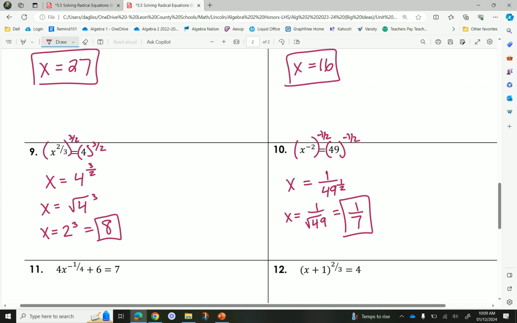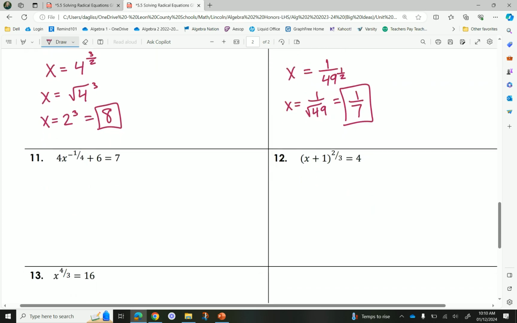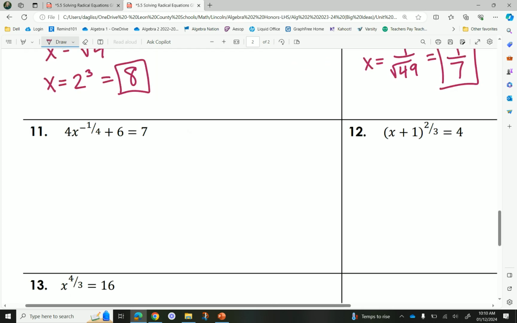Numbers 11 and 12 have some adding and subtracting and multiplying going on. What's the biggest difference you see, though, between 11 and number 12? One has parentheses, one does not. Okay? So let's do number 11 where I don't have parentheses. What's the first step going to be for number 11? Yeah, we're going to move that 6 over. Good. So we're going to subtract the 6 to the other side.